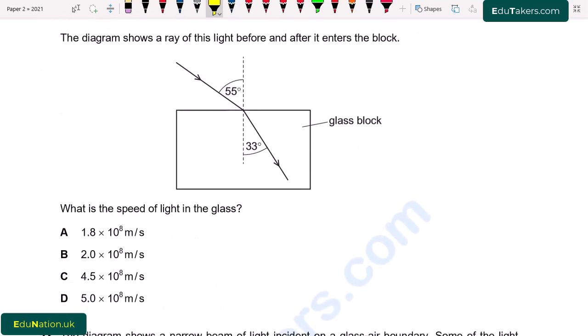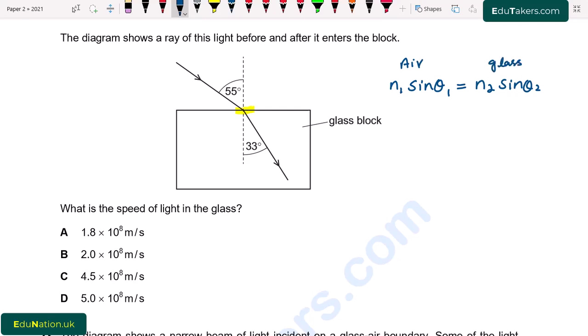Here is a figure and we can see that this is the ray of light. It is incident on the glass block and then there will be refraction. What is the speed of light in the glass? So here we have to find out the speed of light in this glass. For that, first of all, I write here n1 sin theta 1 is equal to n2 sin theta 2, where n1 is for air and n2 is for glass.